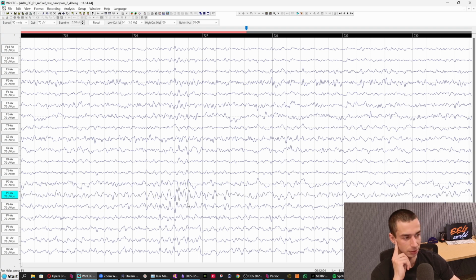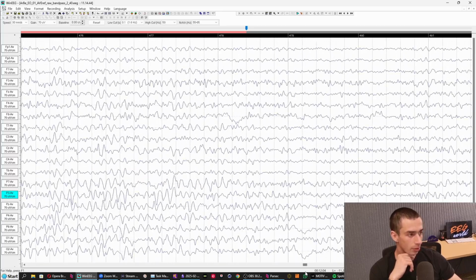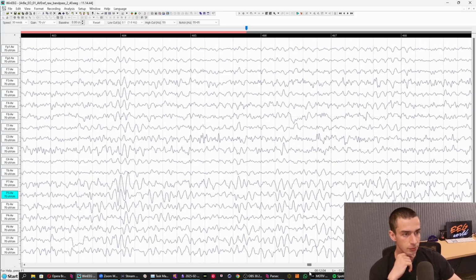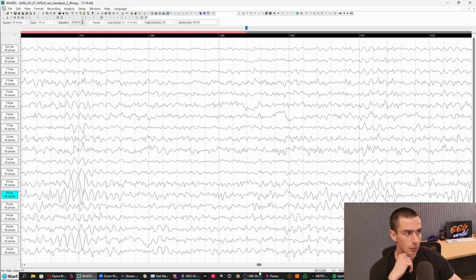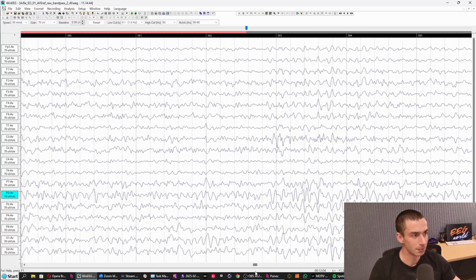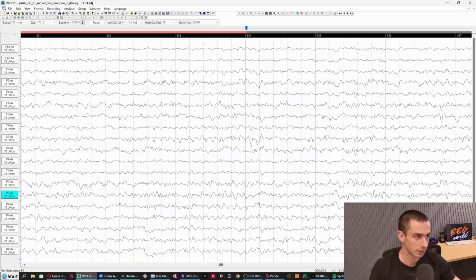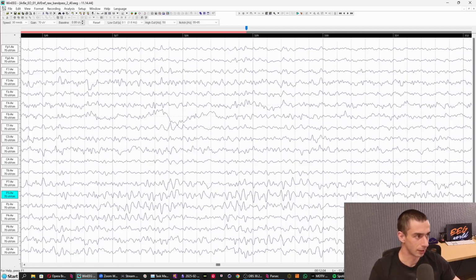So there's some kind of irritative process that's happening in that left superior parietal region. And we've noticed a little bit of left mid-temporal alpha occasionally. So some idling on that left side, as well as some hyperexcitability in the left parietal region.